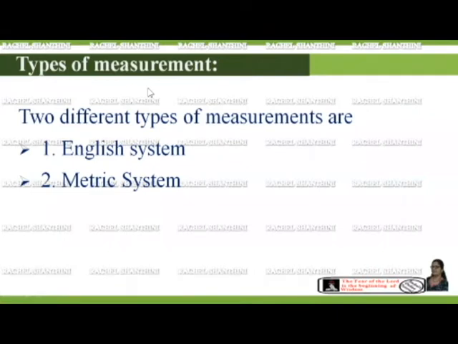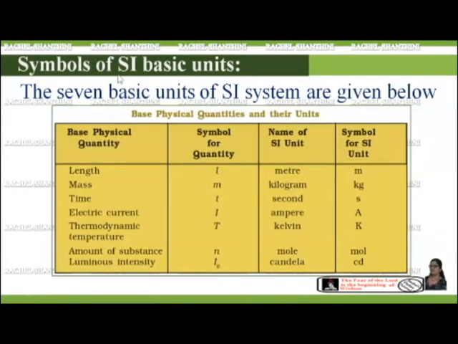Types of measurement. There are two different types of measurements: the English system and the metric system. We were using these systems in the earlier days. The metric system originated in France in the late 18th century. In the late 19th century, the scientific community needed a common standard system and followed the International System of Units, or SI unit. Nowadays, we are using this SI system.